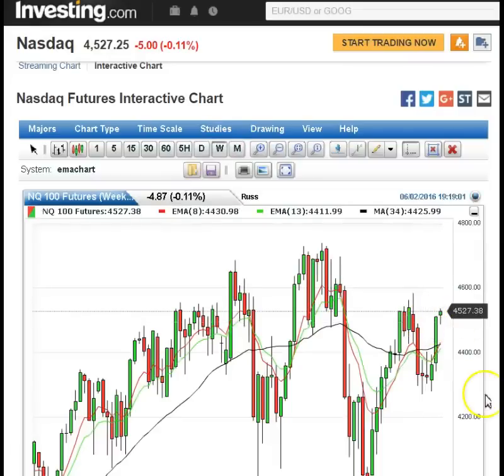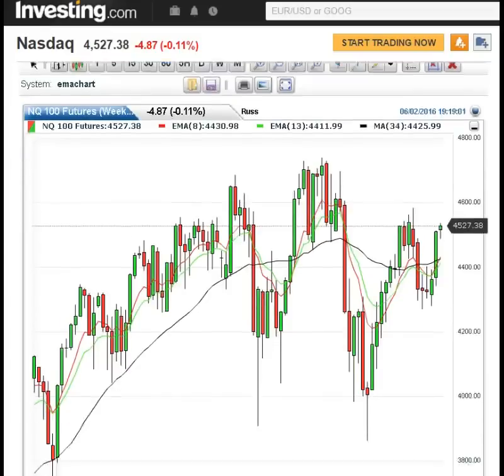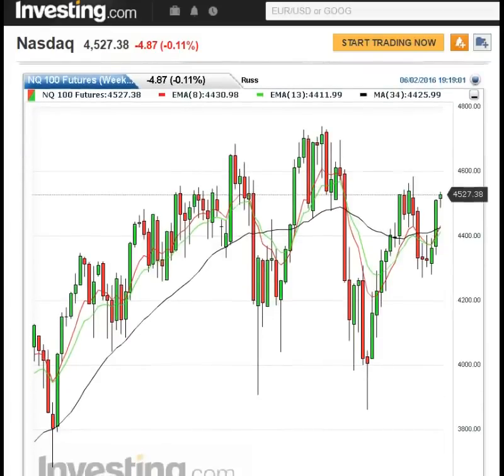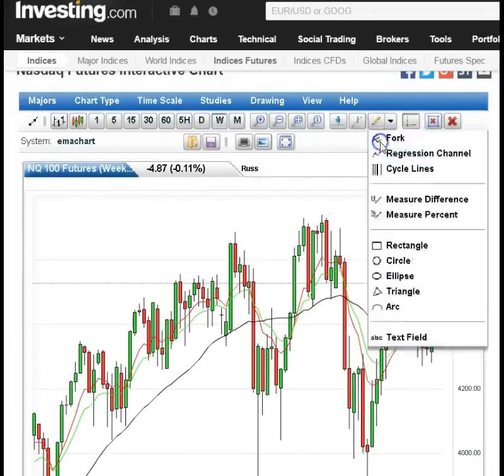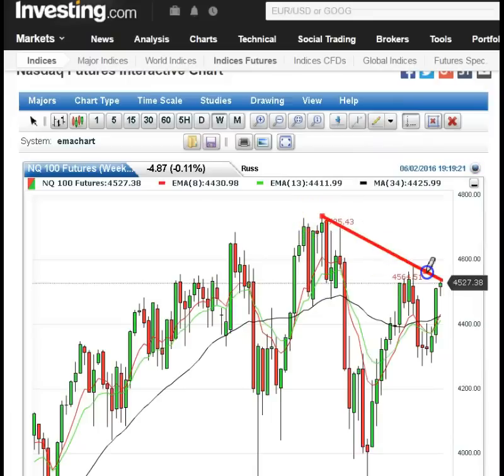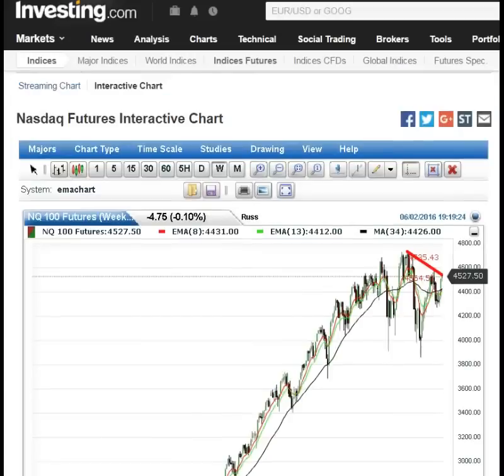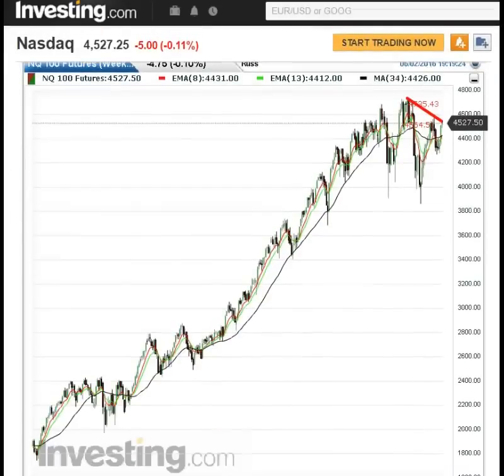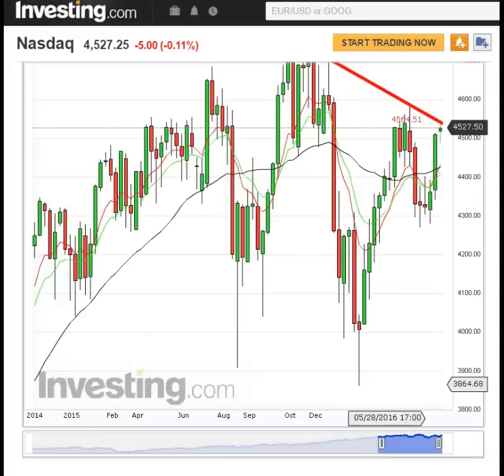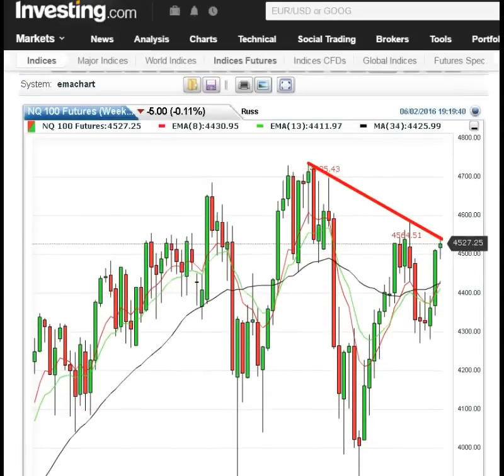Weekly, same thing. It really hasn't done much, has it? Everything's just so stalled out. Still above our trend, downward trend line, just barely. Well, we got a different trend line now, don't we? So it looks like it's hitting resistance.